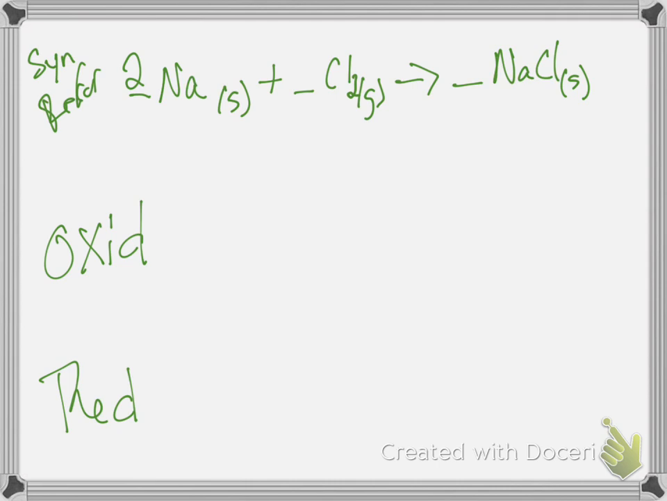Find the oxidation states of each one of the elements in this equation. So sodium has what state? Careful. 0. Why? By itself. That should help you with chlorine. Is what? Why? Because it's by itself. When I get to sodium chloride, they're not by themselves.